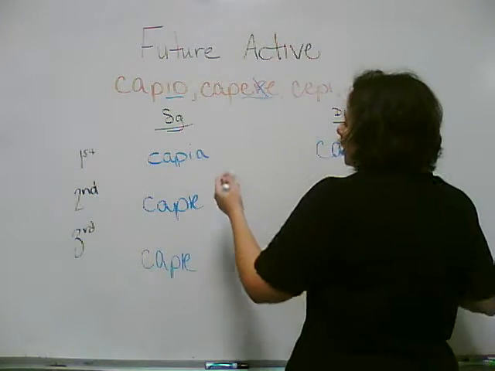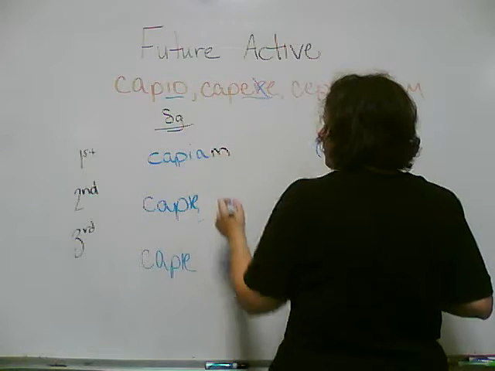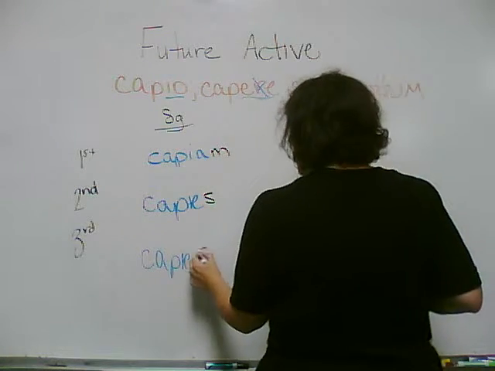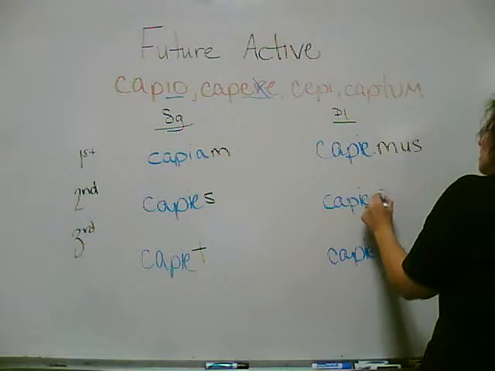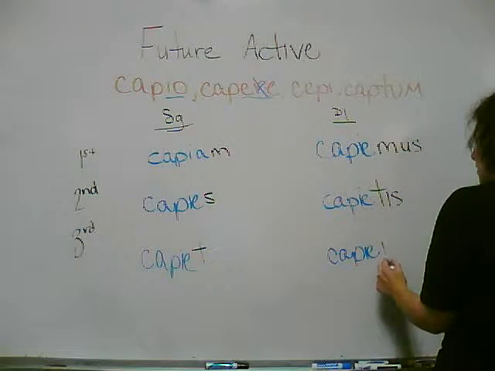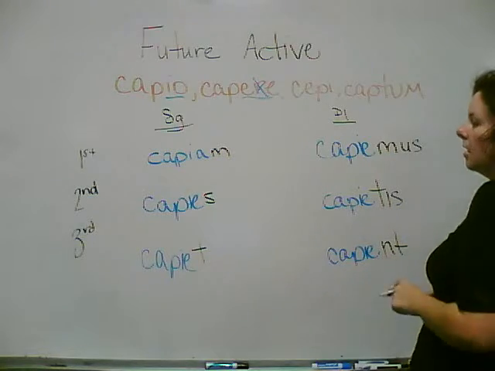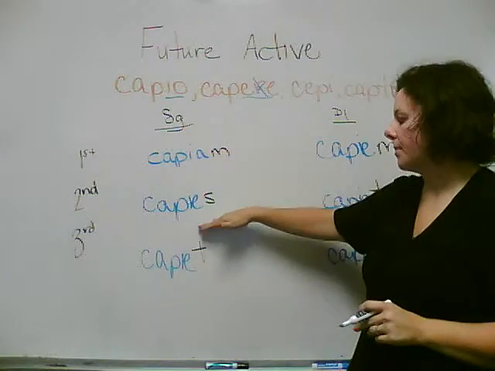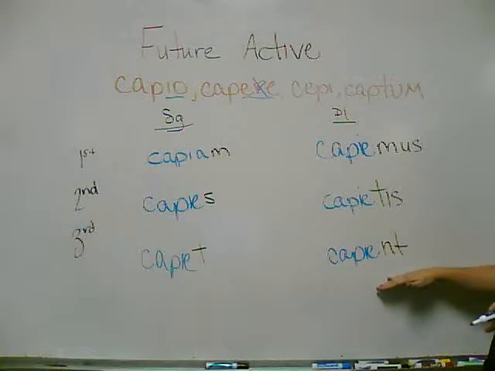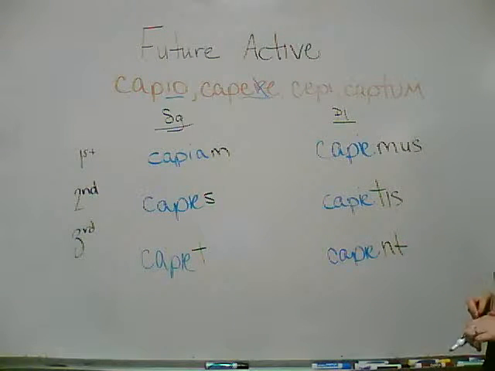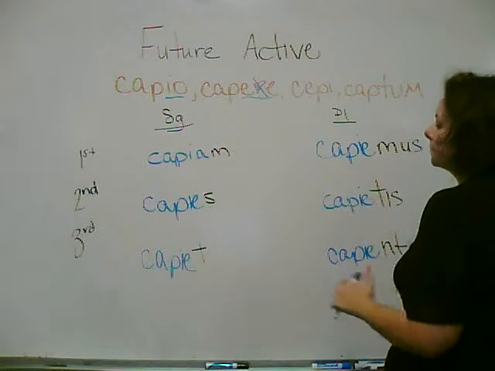So we're going to do M, because remember you can't have A and O together. S, T, MUS, TIS, NT. Okay, so it's capiam, capias, capiet, capiemus, capietis, capient.